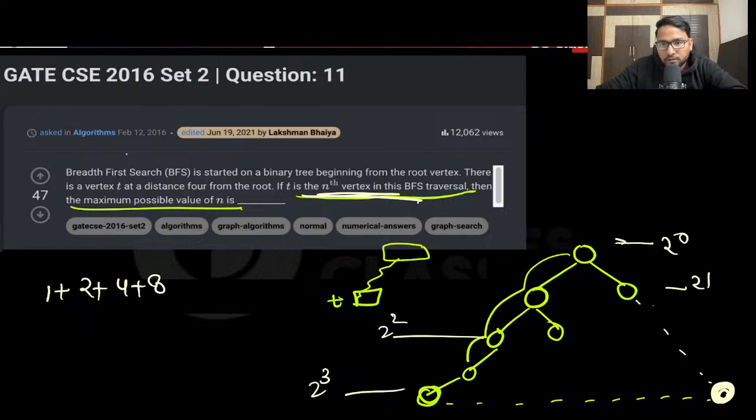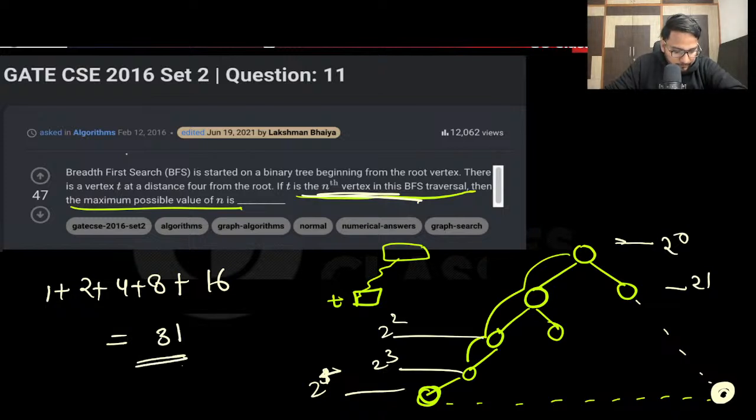2 power 0, 2 power 1, 2 power 2, 2 power 3, and this is 2 power 4, right? 8 plus 16, which is coming out to be 31. So see what they are saying, that it is a binary tree and there is a vertex T which is at a distance 4 from the root, which means it must be at this level. So what is the maximum possible value?